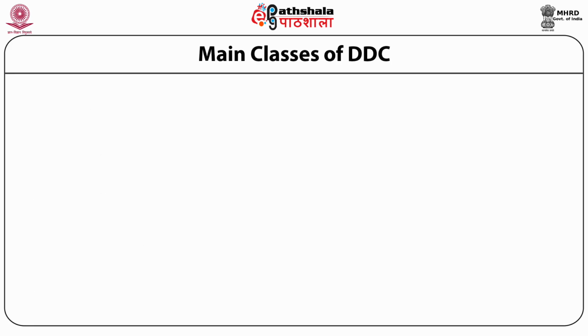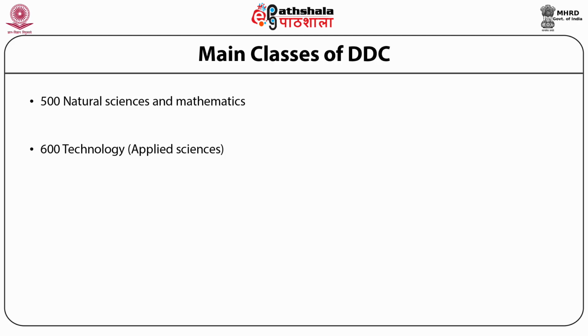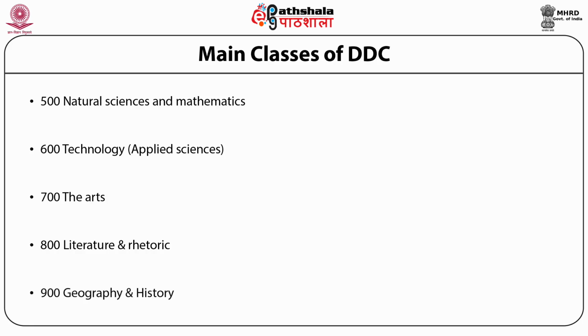The next one, that is 500, is natural sciences and mathematics. The 600 represents technology, that is applied sciences. The 700 is for the arts. 800 represents literature and rhetorics. And lastly, 900 is for geography and history.